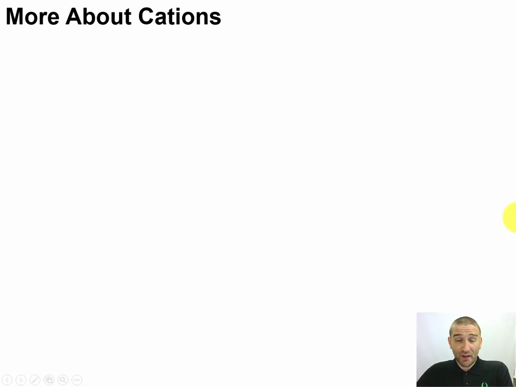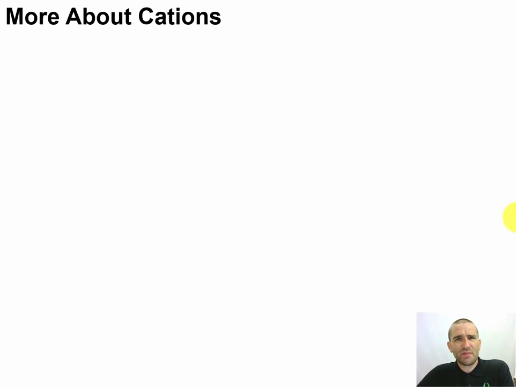In the video about the monatomic cations and anions, we said that the monatomic cations are really easy to name. They're the ones that are in group 1 and 2, and also aluminum over on the other side. And you just take the metal name and you stick the word ion after it. Sodium ion, calcium ion, aluminum ion, that kind of thing.